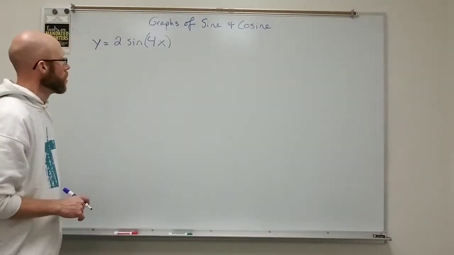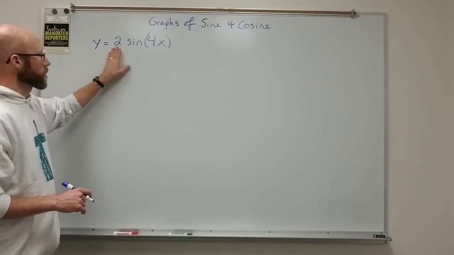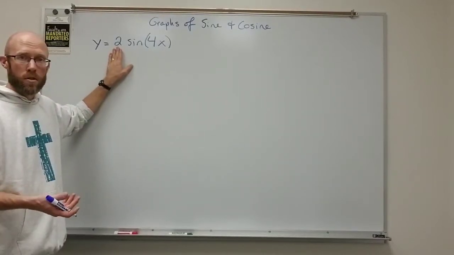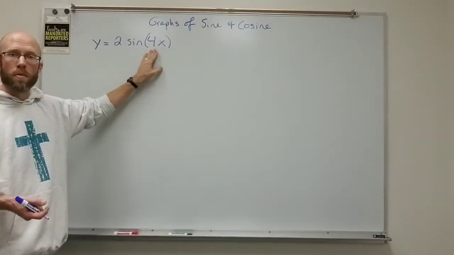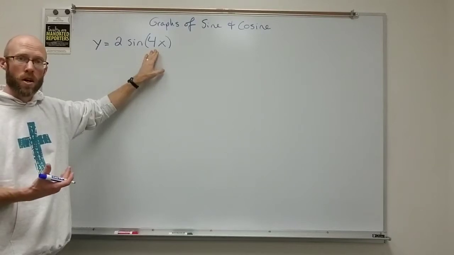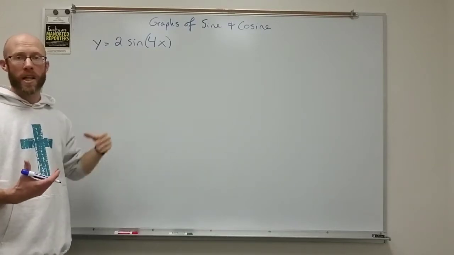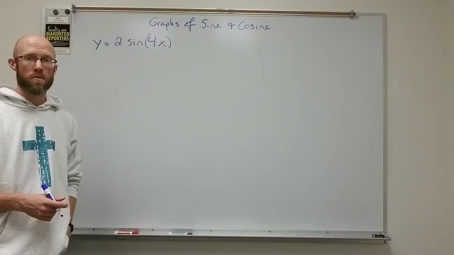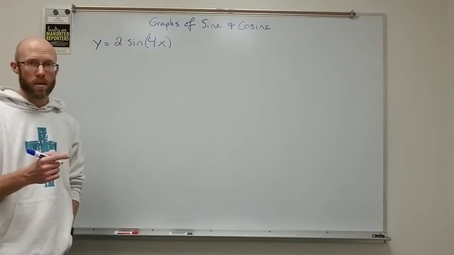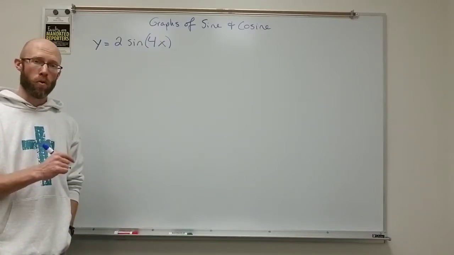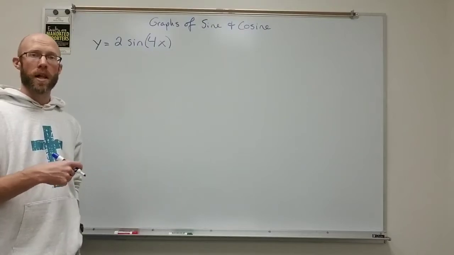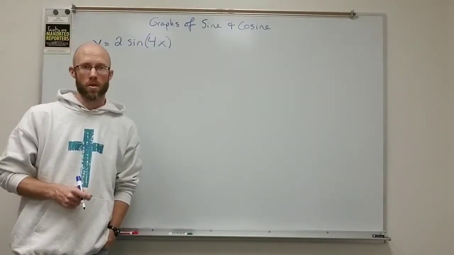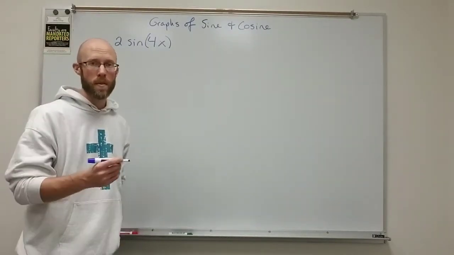Okay, well, I know the 2 is going to represent an amplitude change and the 4 is going to represent a period change. What I need to do, though, to plot an accurate graph is to figure out what the amplitude and the period are, what the 5 key points are, and then plot those 5 key points and sketch the curve between them. Okay?